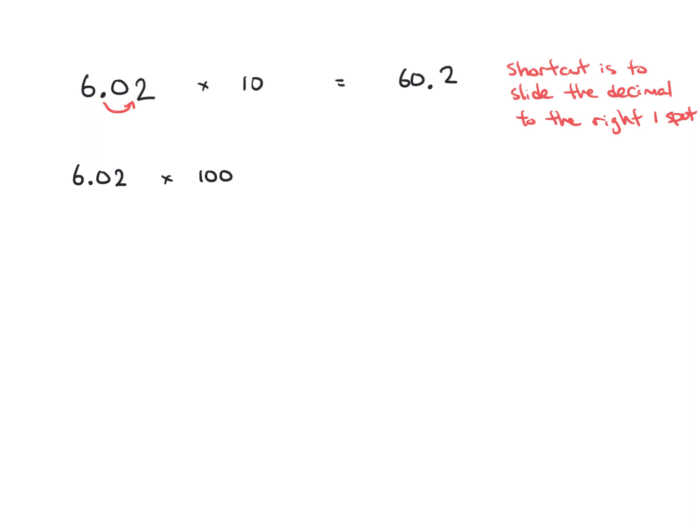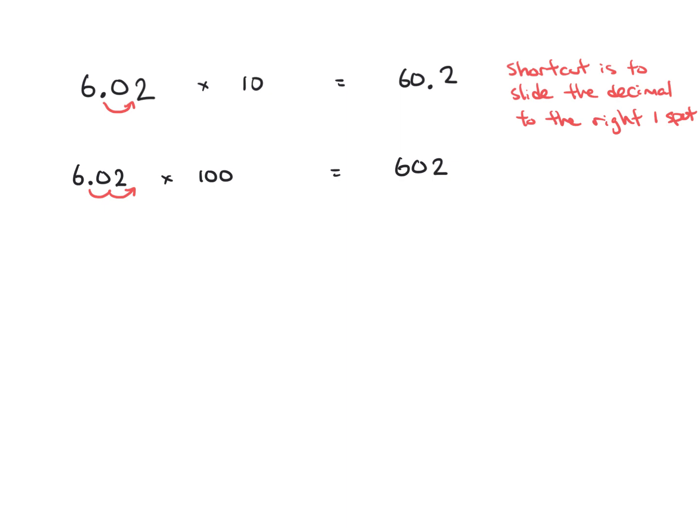Okay. Now, if you are going to multiply by 100 now, so 6.02 times 100, as we said on the previous slide, 100 is the same as 10 times 10. So we just have to apply the shortcut twice. That is to say we're going to take the decimal point and slide it over 2 spots. 1, 2. And the decimal is going to end right after the digit 2. So the answer will be 602. And we don't have to put the decimal point at the end of the 2 because there's nothing after it. 602 is just going to be a whole number. So I'm just going to leave it as 602.